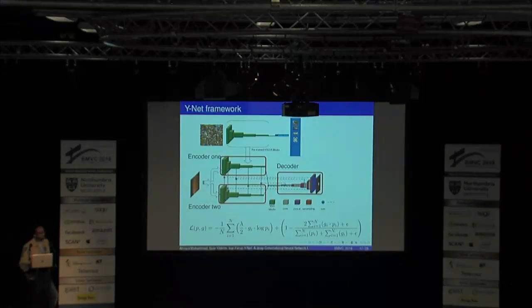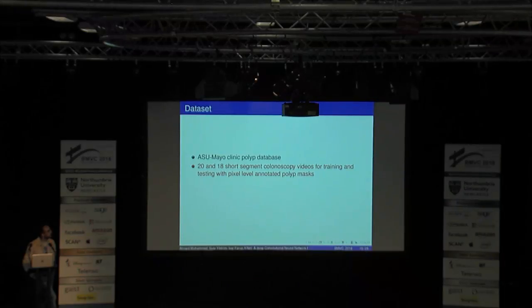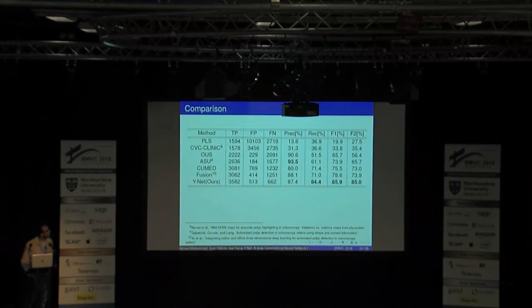Then we used the normal loss, which is the binary cross entropy, and the dice loss coefficient as a loss function. For testing, we use the ASU Mayo dataset, which has 20 training sets and 18 short segment test sets. Out of that, 4,728 in the training set have polyps, and 4,300 in the test set. We compare our result with 3D convolutions and the MICCAI challenge in 2015, and our result is almost 10% better than the previous approach.